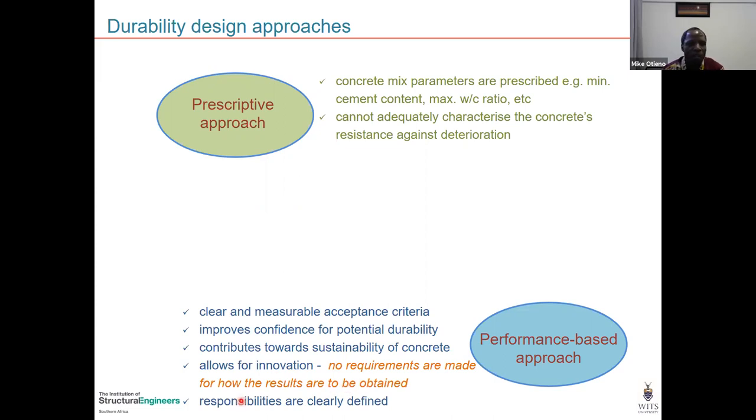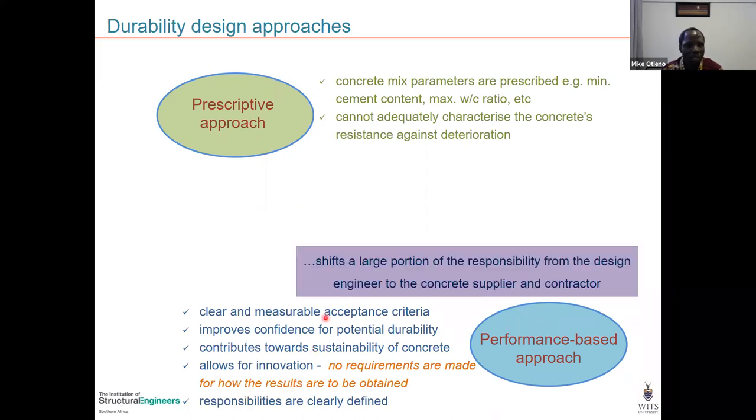In this case, what is also important is that responsibilities are clearly defined. What might be interesting to engineers is that in this approach, a portion of the responsibility shifts from the engineer to the concrete supplier or the contractor. So as an engineer, you will specify the targets and the contractor needs to really ensure that those targets are met, and that's where the testing is important.